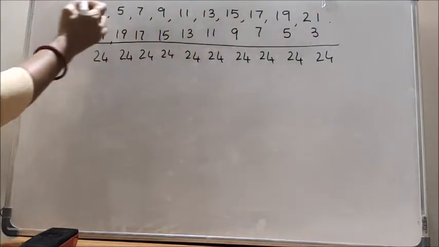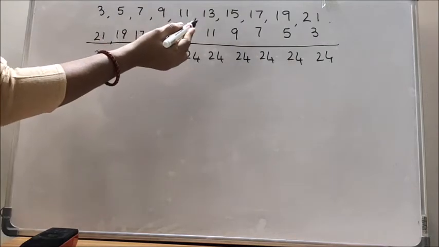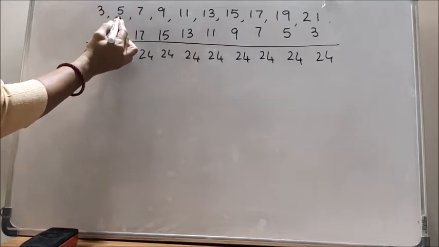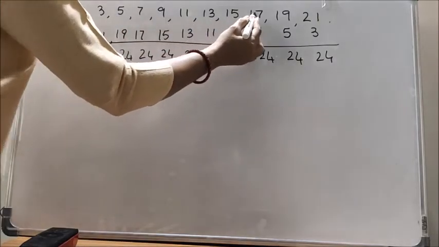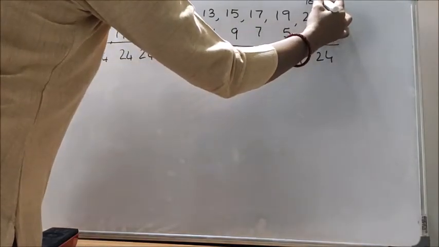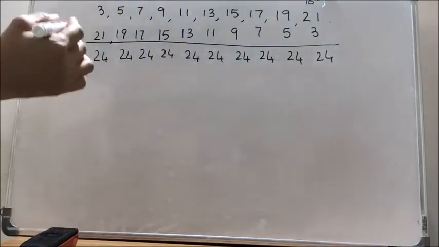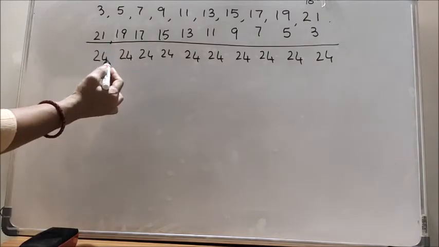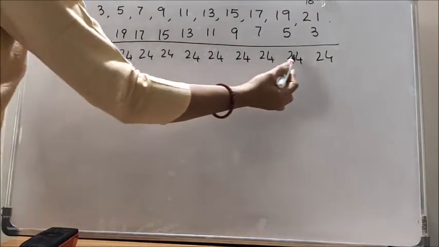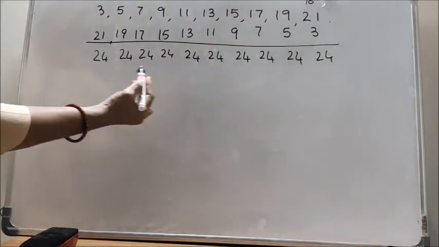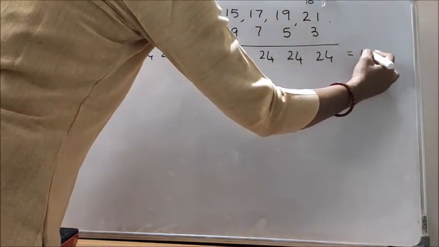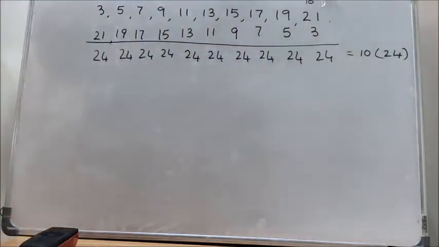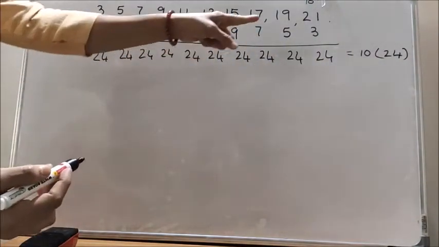Everywhere the sum is 24. Now let's write the number of terms it has. This is first, second, third, so first term, second, third, fourth, fifth, sixth, seventh, eighth, ninth and 10th. So N's value here is 10. Now, we have got this 24 how many times? 10 times. 10 times 24.